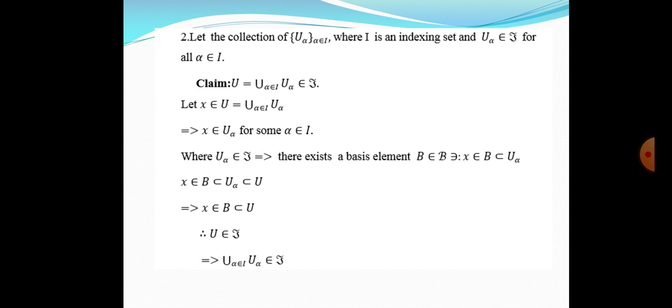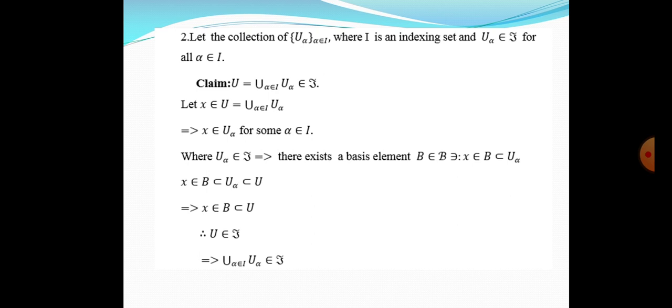We take the element x as belonging to U, which is equal to the union of U alpha. Why do we write the union of U alpha? The union of U alpha is a union of a collection of subsets. Next, that implies x belongs to U alpha for some alpha belonging to I, where U alpha belongs to tau. That implies there exists a basis element B belonging to script B such that x belongs to B, which is a subset of U alpha.